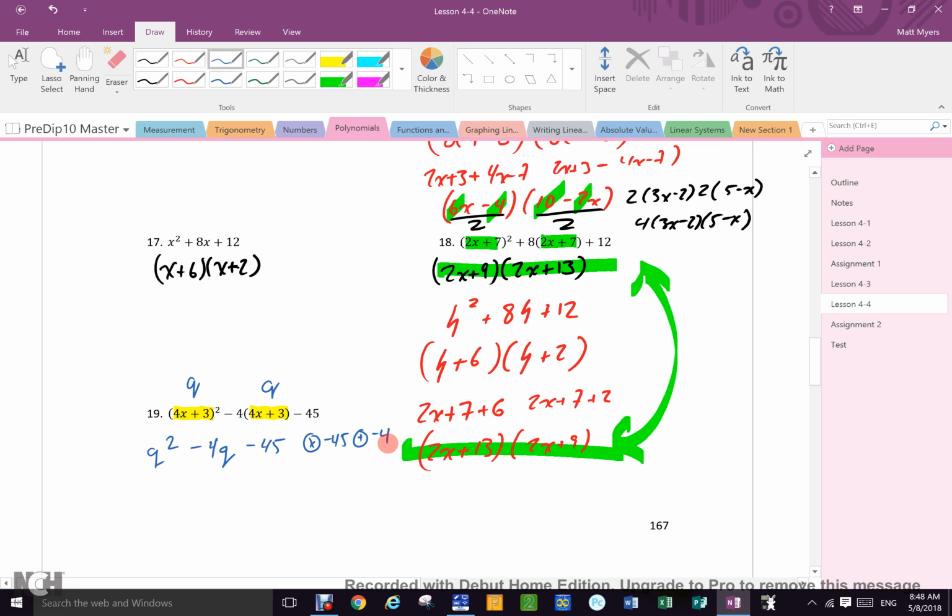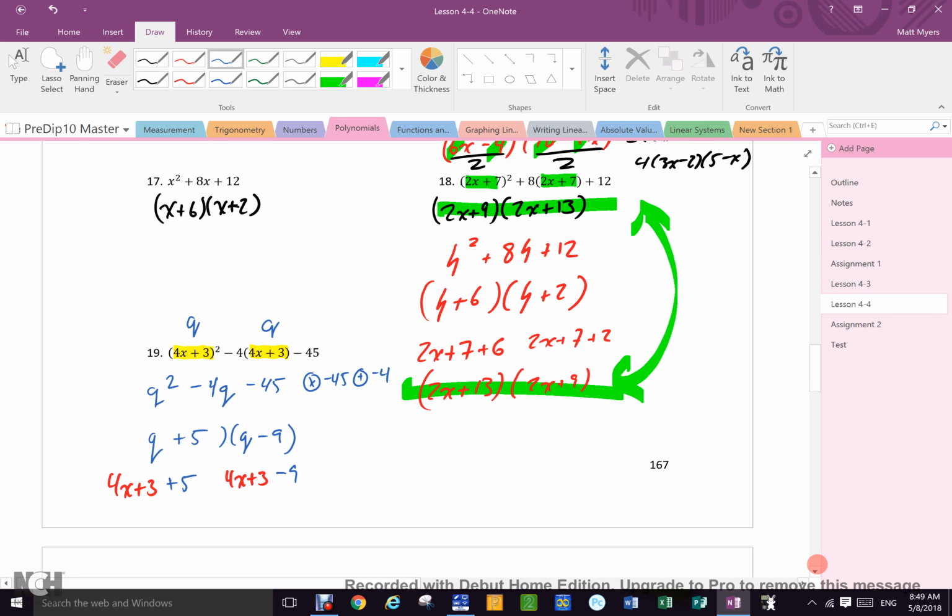Is it 1 and 45? Is it 3 and 15? 9 and 5. So it is q plus 5 and q minus 9. Is there a q anywhere in the original question? No, because q is what? 4x plus 3. So this is 4x plus 3 plus 5. This is 4x plus 3 minus 9.